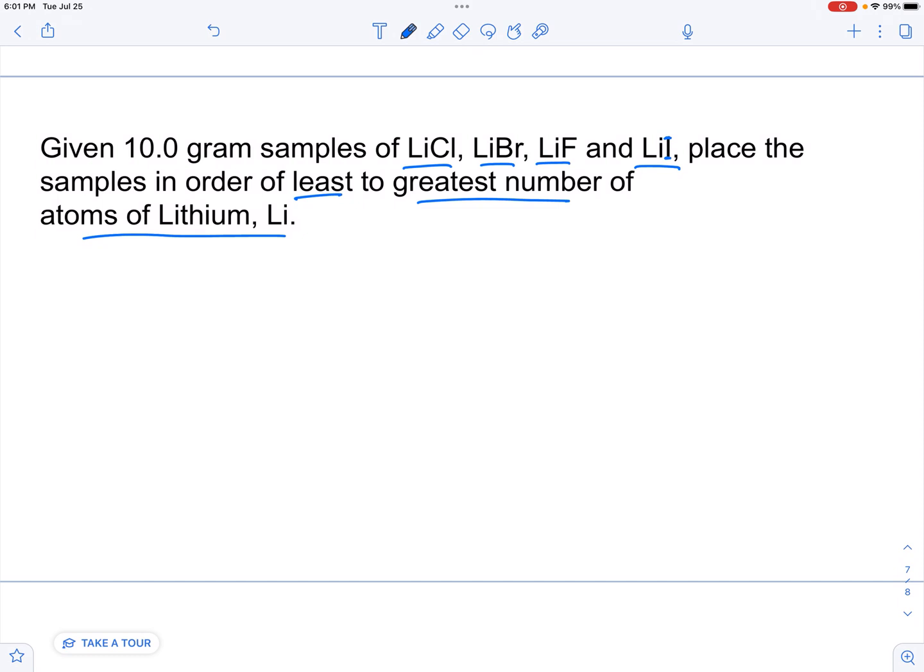All right, first thing that comes to my head is noticing what's the same. They all have Li in them. You're going to see a lot of problems like this, so this next level of thinking is going to be good. That Li is all the same. Well, then what's different is the anion.